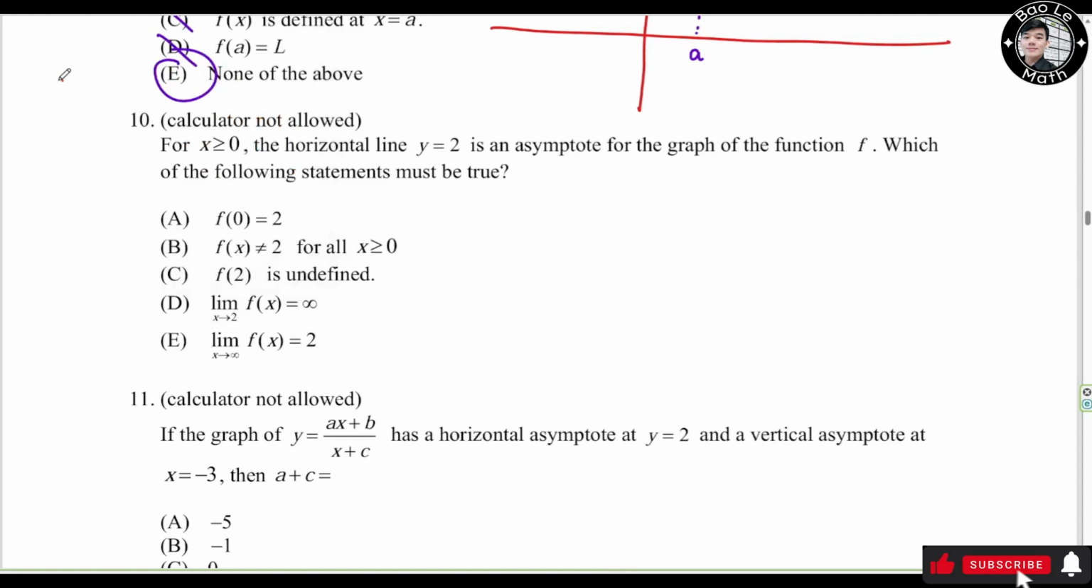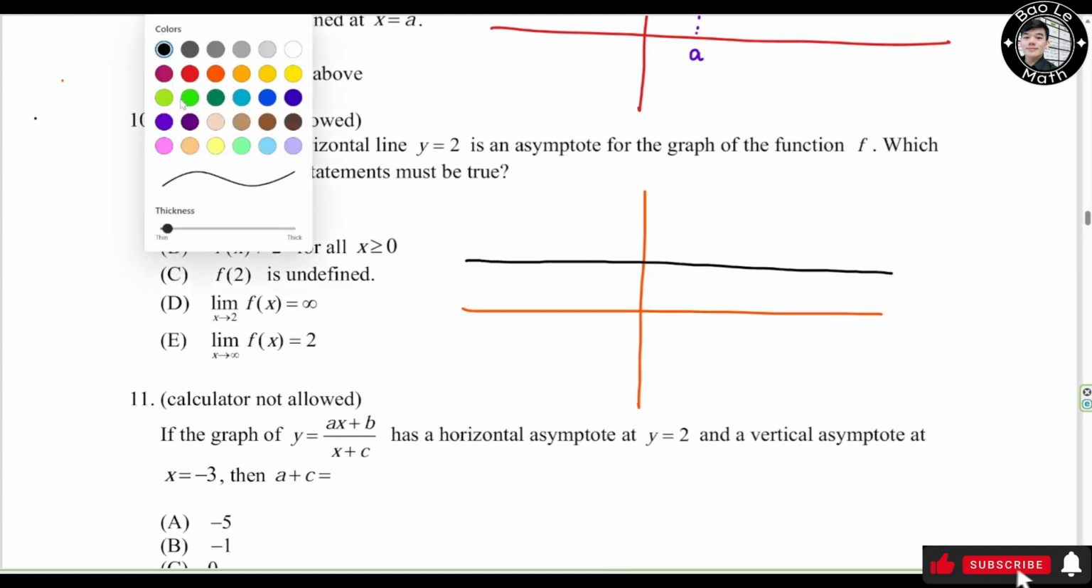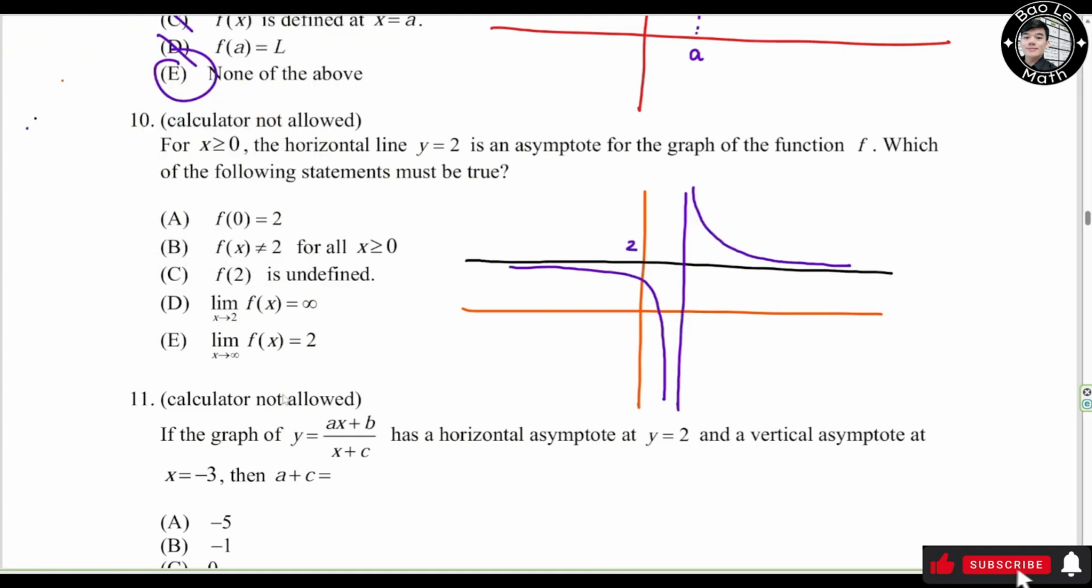Now let's move on to question 10. For x greater than or equal to 0, the horizontal line y equals 2 is an asymptote for the graph of the function f. Which of the following statements must be true? Just get the graph, you will see it. So y equals 2 is going to be right here. This is a horizontal asymptote. Alright, so suppose I have a rational function, it could be something like this. Now, f of 0 equals 2 is not correct, right?